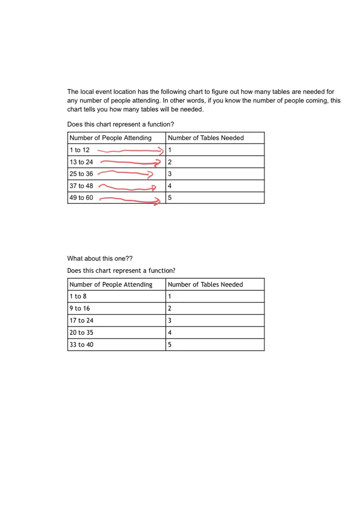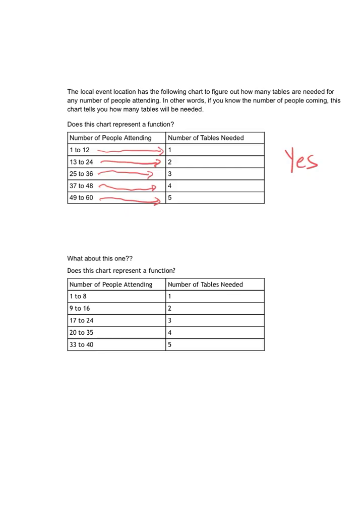So 1 to 12, what's next? 13. Oh, 13, yep. 24, what's next? 25, yep. Each one of those picks up. So this would be yes. This one is a function because any given number of people tells you how many tables you need.